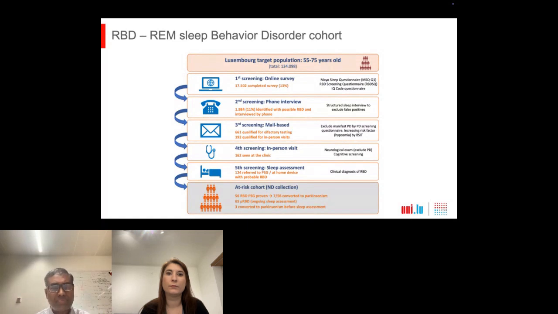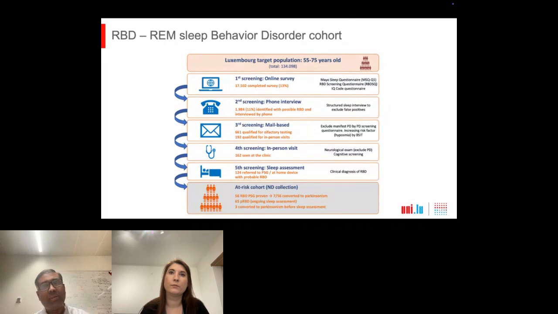Currently we have 56 PSG-proven RBD, and seven have converted into Parkinsonism. We don't know exactly whether it is Parkinson's or another subtype. And 65 are prodromal RBD. They are going for sleep assessment, and from that sleep assessment, three converted into Parkinsonism.